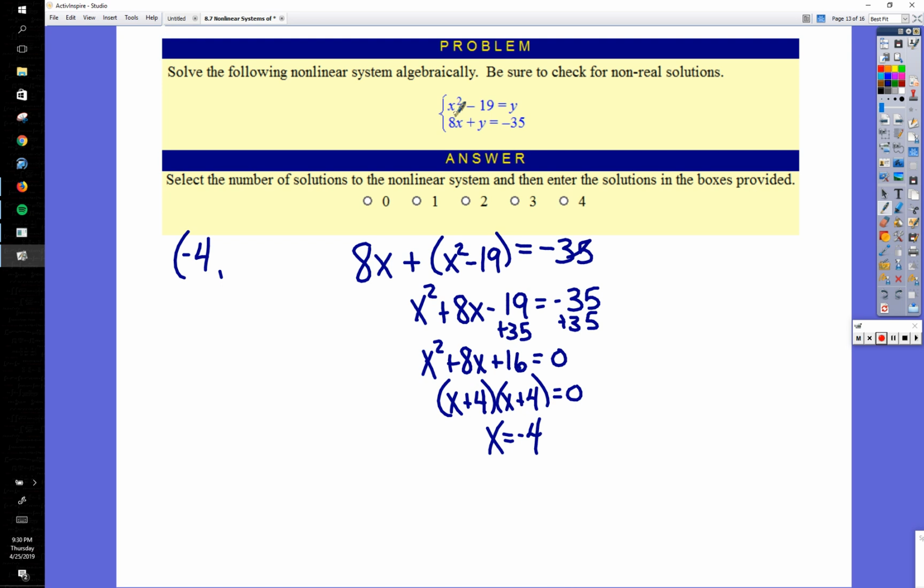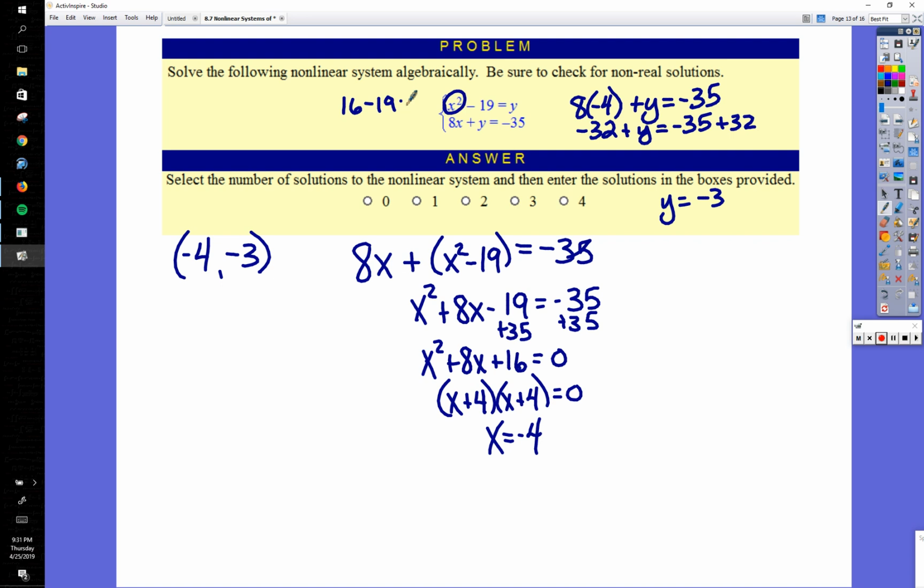So if we plug in negative 4, let's go ahead and just plug it in the bottom one. So 8 times negative 4 plus y equals negative 35. So I end up getting negative 32 plus y equals negative 35. And you notice if I add 32 to both sides, I end up getting y equals negative 3. So I end up getting the value negative 4, negative 3. Okay. Let's verify real quick just to make sure it matches up with the top since we haven't done that too much. So if I plug in negative 4 here, I end up getting 16 minus 19 equals y, and y is negative 3. So we end up getting just one solution, and it ends up being negative 4, negative 3.